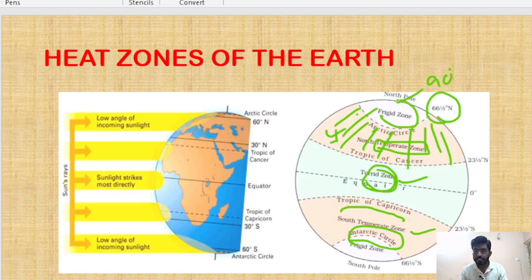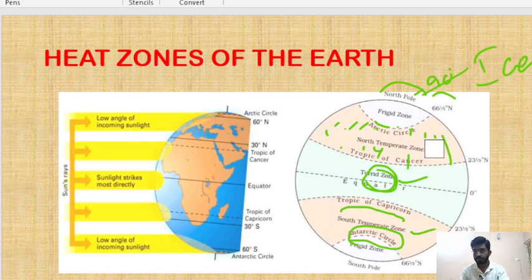This place is called the frigid zone, because it receives less sunlight from the sun. That's why this place is filled with ice, and that's why we call it the frigid zone. This is the temperate zone. This is the torrid zone.